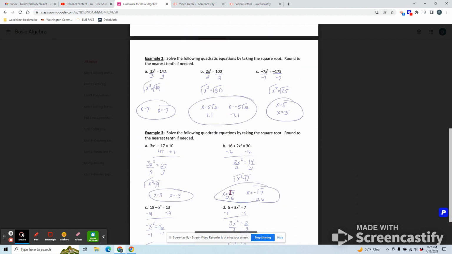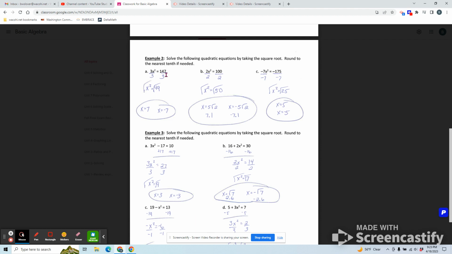Example 2. Solve the following quadratic equations by taking the square root and round to the nearest tenth. So now my quadratic term's kind of by itself, but it's not. It has a coefficient, right? A coefficient that's not 1. So I want to get rid of that coefficient, and I already told you previously in the steps for success that in order to get rid of it, you are dividing. 100% of the time, you're going to divide by that coefficient.